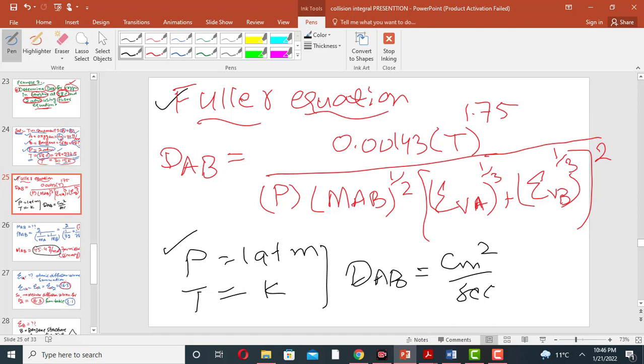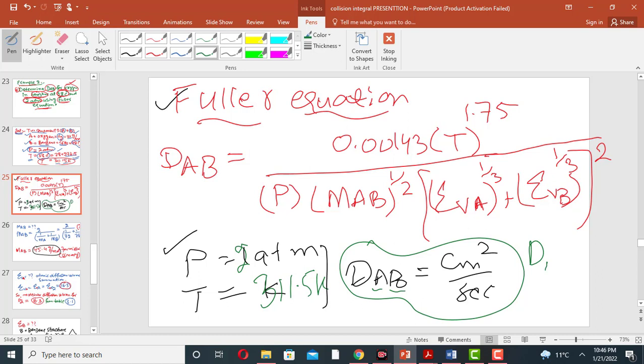So, pressure is 2 atmospheric pressure, the temperature here is 311.5 Kelvin, and we are interested to determine the diffusivity of oxygen in the benzene, or we can also determine the diffusivity of benzene through the oxygen, because from this Fuller equation, D_BA is equal to D_AB. So the diffusivity of benzene in oxygen will be equal to the diffusivity of oxygen in the benzene. So in this case we are going to determine the diffusivity of oxygen in the benzene.